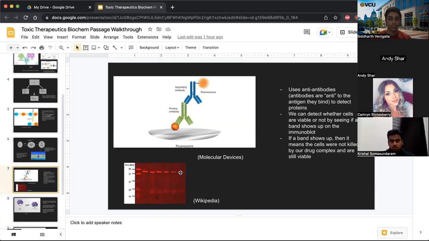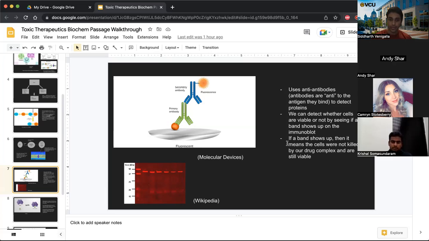This might be a silly question, but once a cell dies, all of its proteins and the things within it will also die. Yeah, they'll probably be released into the outside and they might be degraded, for example. So if a cell dies, you would not expect to see the bands right here. Okay. Yeah, for this experiment at least.